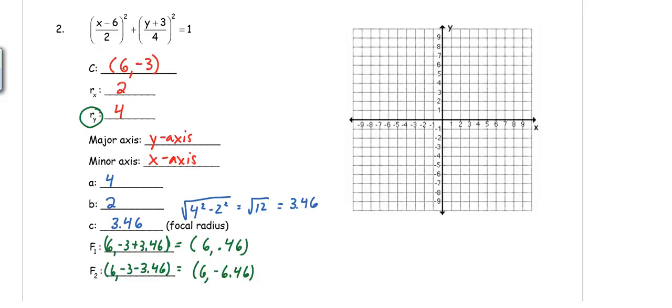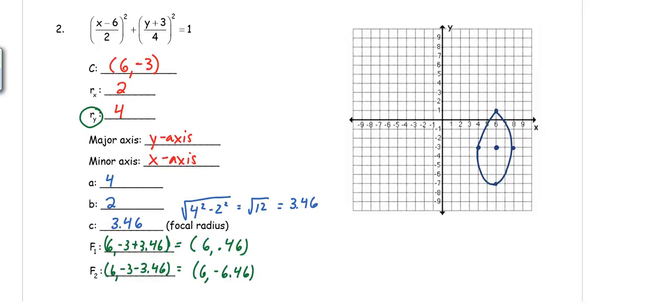So now I can graph my ellipse. So when I graph my ellipse, first I'm going to start with the center. So I'm going to go to 6, negative 3, place my center. My x radius is 2, so I'm going to go 2 to the left and 2 to the right. And my y radius is 4, so I'm going to go up 4 and down 4. Now I can use those 4 points to form my ellipse.